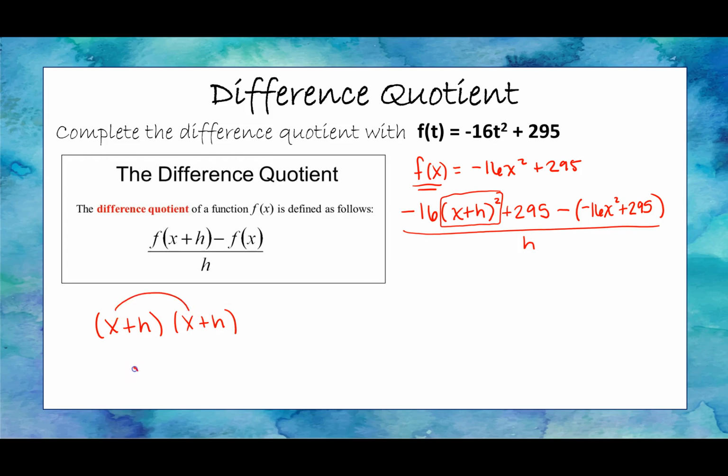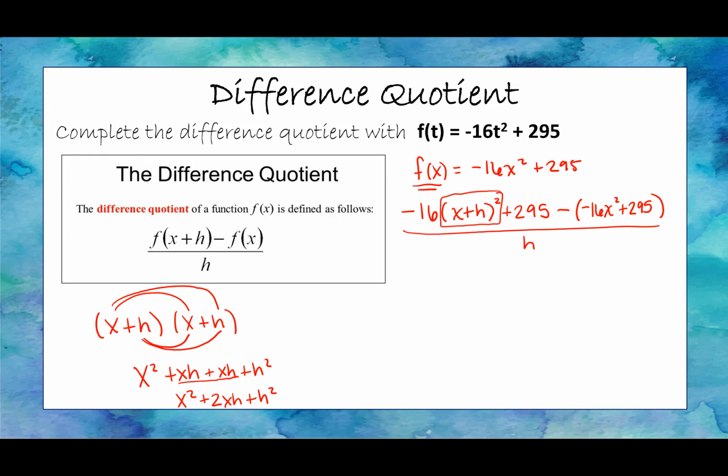X times x is x squared. X times h is an xh. Remember, we just smush it together. H times x, that's also an xh. Order doesn't matter. And then h times h is an h squared. So that becomes an x squared, and I've got two of these, so this would be plus a 2xh plus an h squared. It's possible, folks, that you'll have that memorized because we're going to have to do that same thing over and over again.